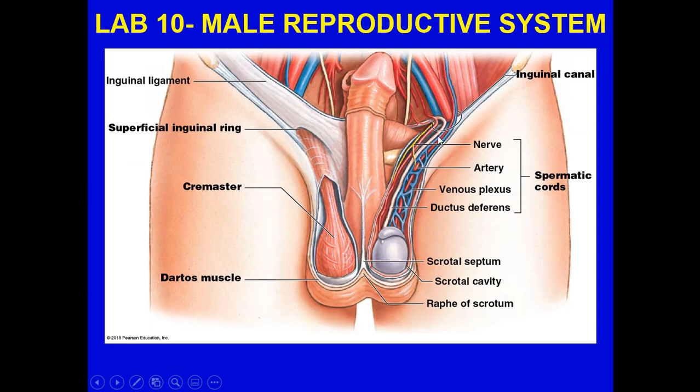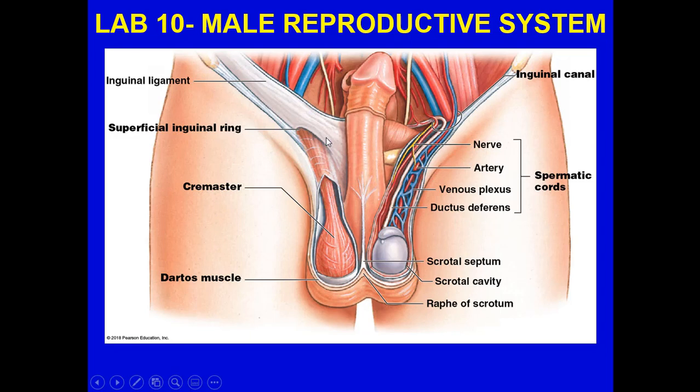If you'll notice here in this diagram, you have, of course, a cremaster muscle and a dartos muscle, which we'll talk about in a little bit. This would be the entire area of the scrotum. What you notice along this spermatic cord is nerves, artery, a venous plexus, and then the ductus deferens. Now, the ductus deferens is absolutely essential as a transfer canal.